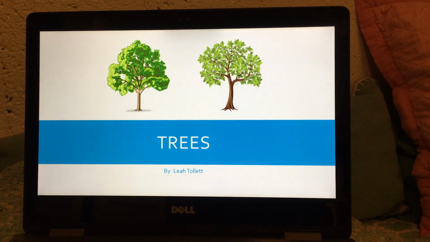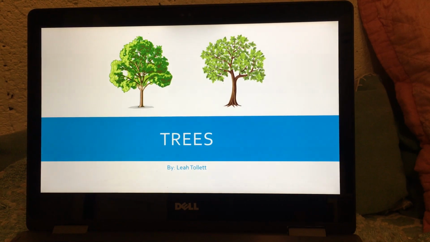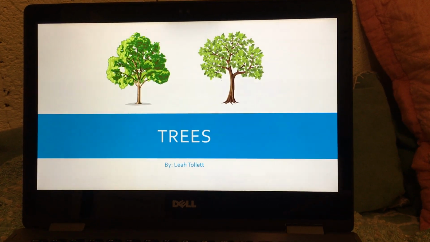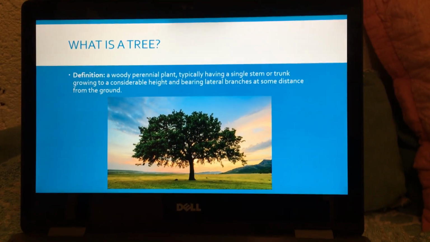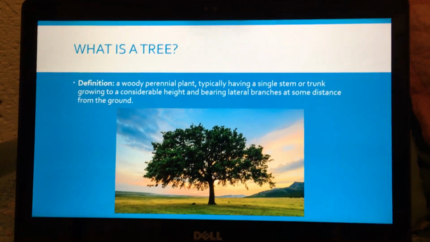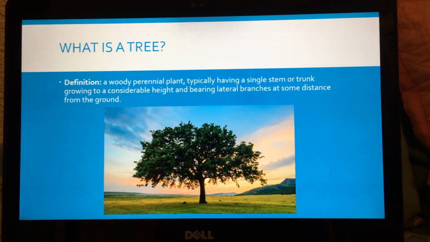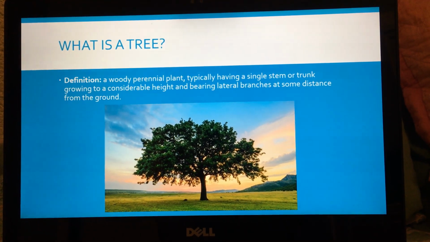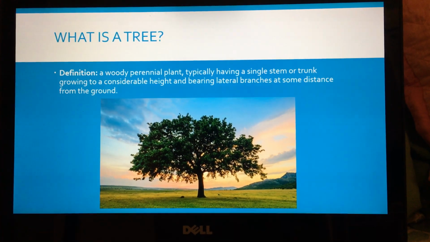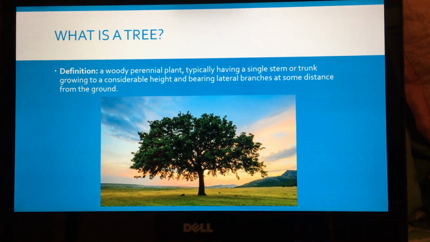So I did my presentation on trees, and here we go. So what is a tree? A definition of a tree is a woody plant that typically has a stem or a trunk at the bottom, and they grow branches and are a certain distance from the ground. I have a picture of it, as you can see right here.